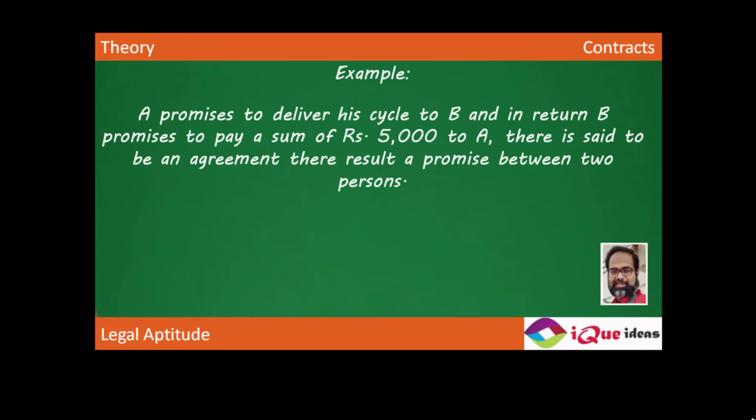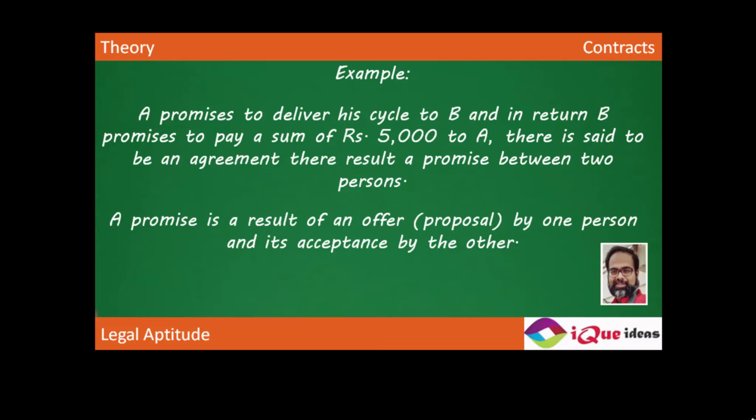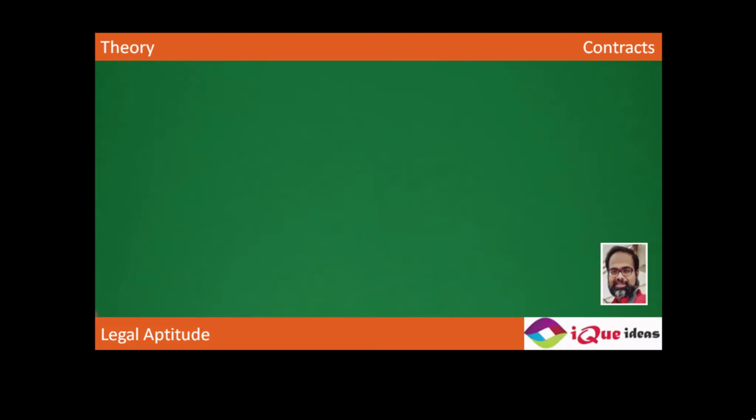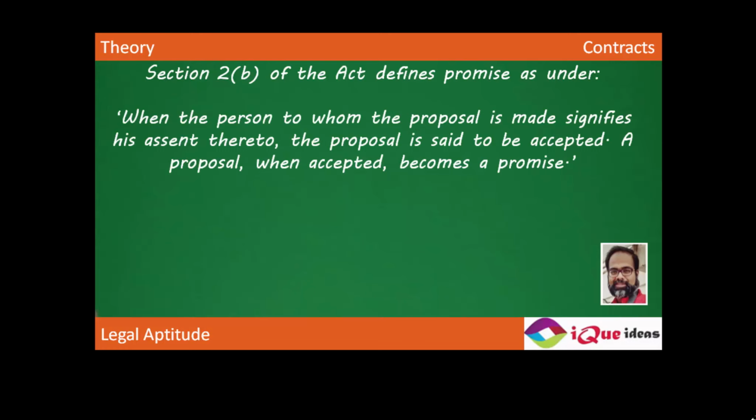For example, A promises to deliver his cycle to B. In return, B promises to pay a sum of rupees 5,000 to A. So there is said to be an agreement where there results a promise between the two persons A and B in this case. So a promise is a result of an offer or a proposal by one person and its acceptance by the other. Section 2B of the Act defines promise as follows. When the person to whom the proposal is made signifies his assent thereto, the proposal is said to be accepted, and the proposal when accepted becomes a promise.